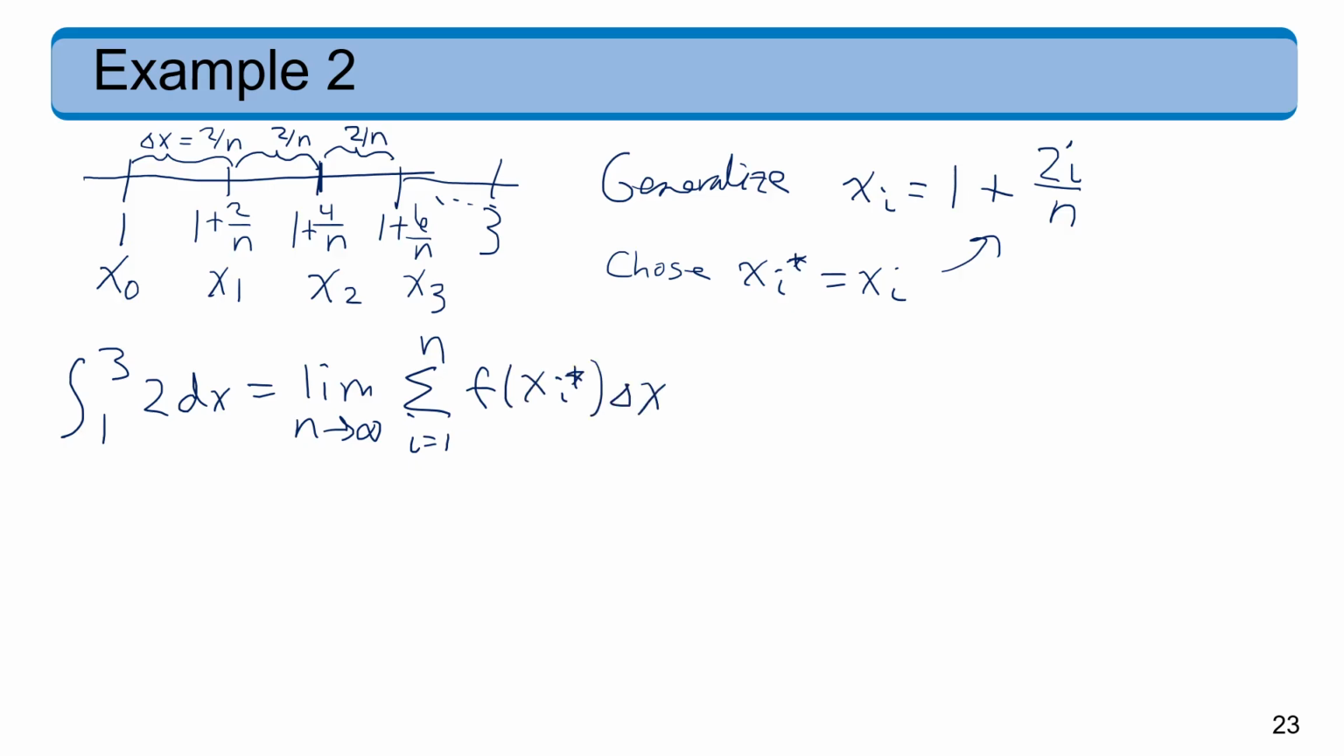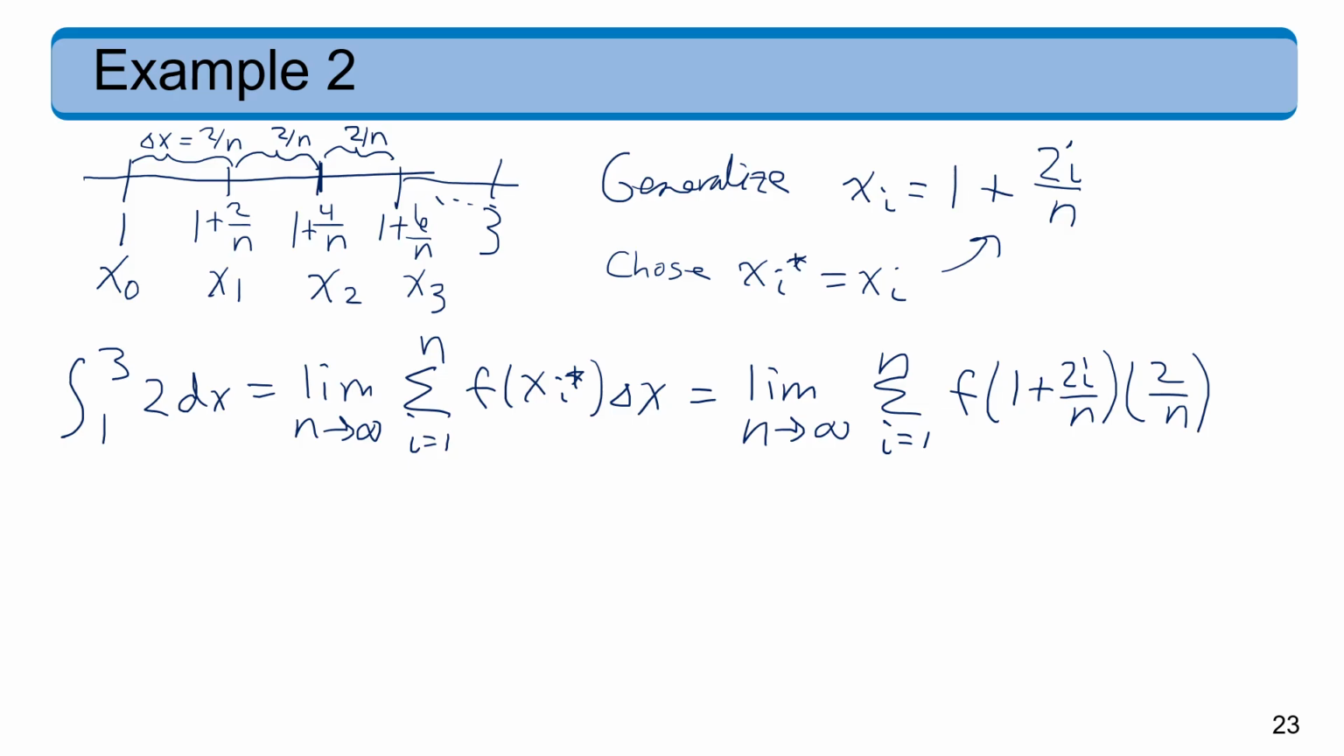Now we can start substituting in. So we're not ready to take the limit, so keep the limit sign. Keep the sum sign. Now here, f of xi star. We just found xi star right above. It's 1 plus 2i over n. And then the delta x we found on the previous slide was 2 over n.